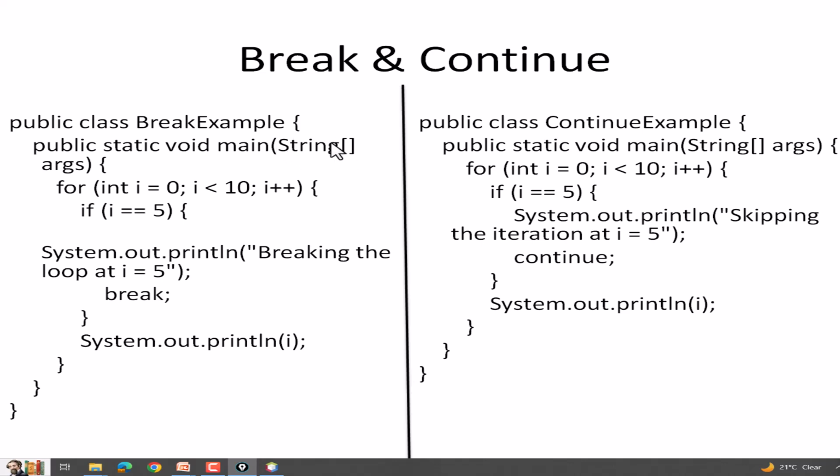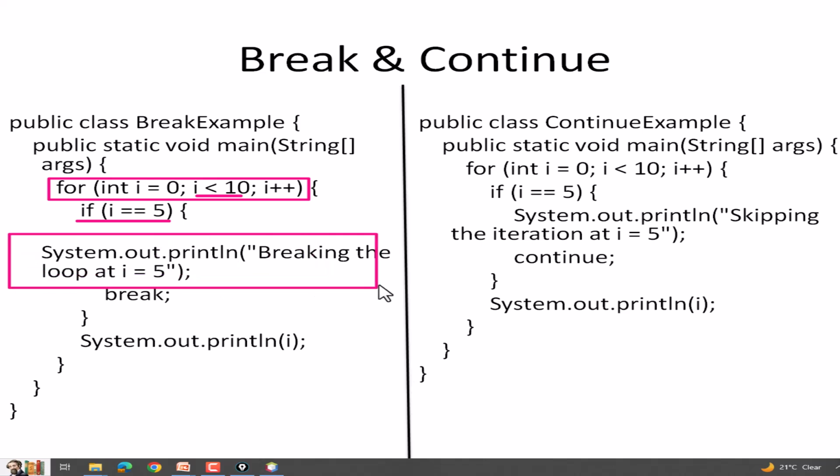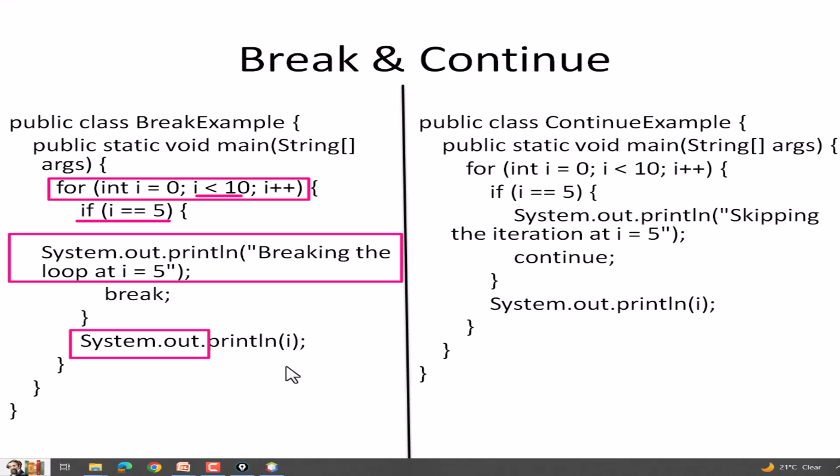Here, we have already seen a break used in the switch block. Here we are using a for loop. The for loop is going to execute with i equal to 0 and i less than 10. Here you are going to check the condition: if i equal to 5, then you are going to break the loop, because i equal to 5 is found in the loop. Finally, it is going to print the point at which it has come out of the loop.